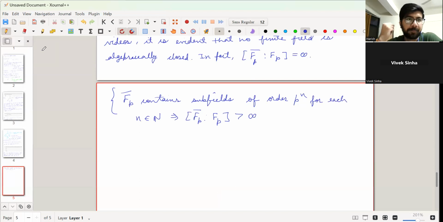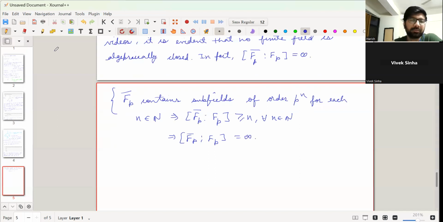Greater than, because p is greater than p minus 1. Yes, it is. You can say that it is greater than or equal to n for all n belonging to N, and then it will imply that it is of infinite degree. Okay, n belongs to N, and then it will imply that the degree of the closure of Fp over Fp is equal to infinity.